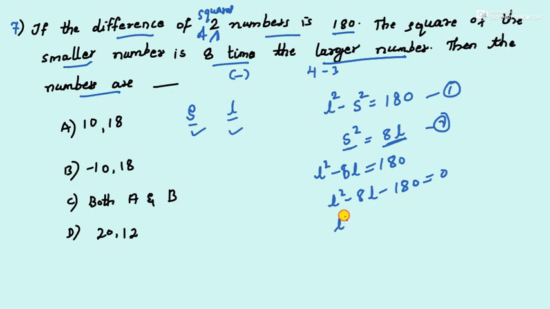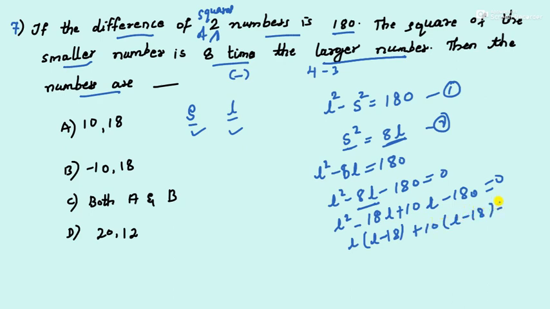Now again solve this. So l square minus 18l plus 10l, because minus 18 plus 10 is minus 8. This you have to keep in mind. So l square minus 8l minus 180 equals 0. Here l is common, l minus 18, plus here 10 is common, here also you will get l minus 18, which is equal to 0. So l minus 18 is common.